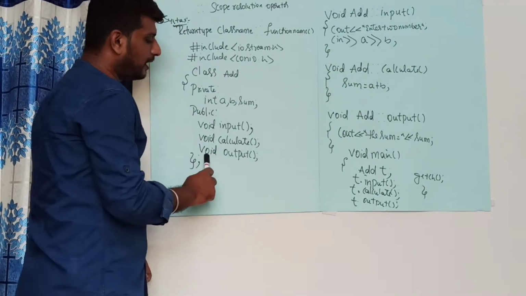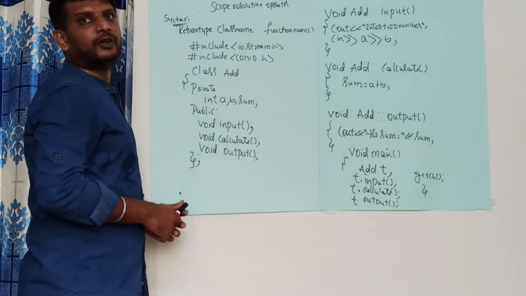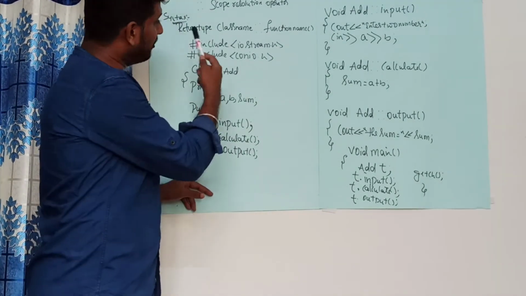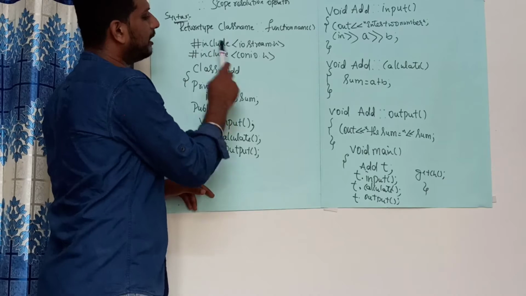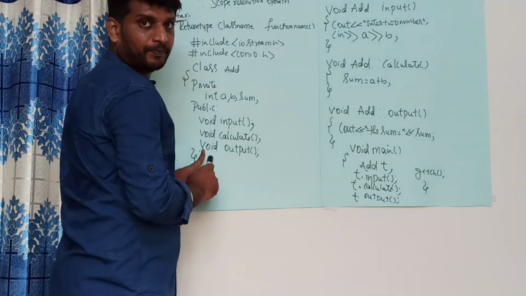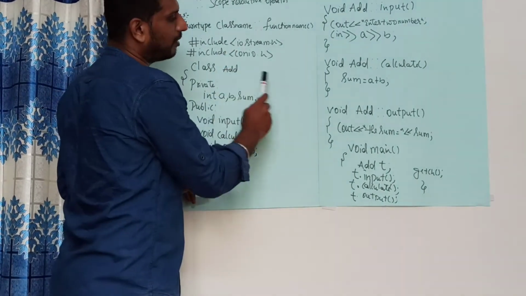Next, I want to define another function called output. Again, the same syntax needs to be followed. The return type is void. Next, the class name is add.